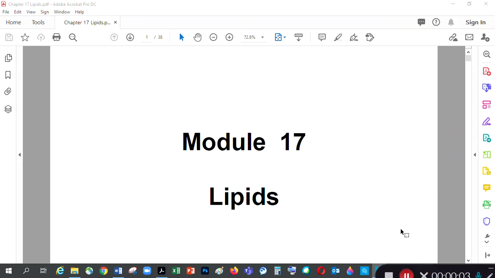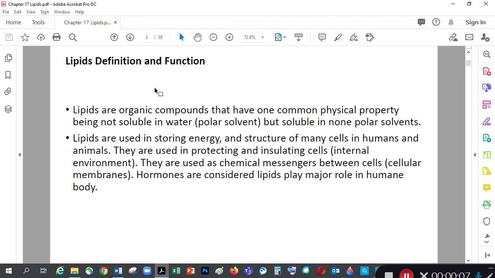Today we'll go over module 17, lipids, and we'll start with the lipid definition and function. Lipids are organic compounds that have one common physical property: they are not soluble in polar solvents such as water or alcohol, but they are soluble in non-polar solvents such as cyclohexane and hexane.